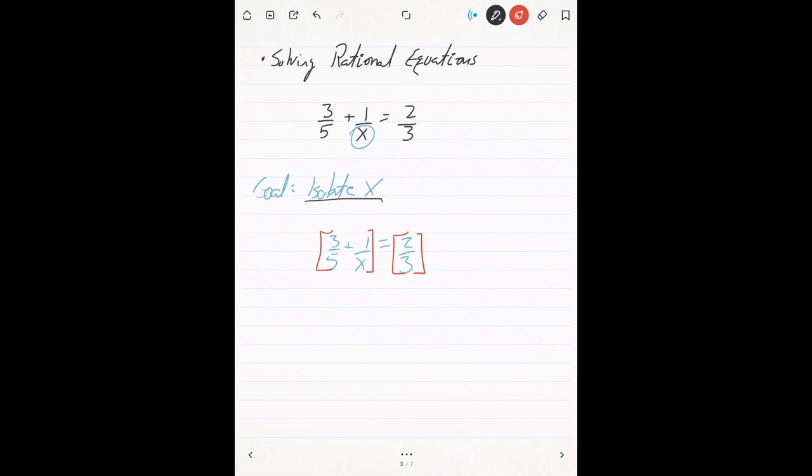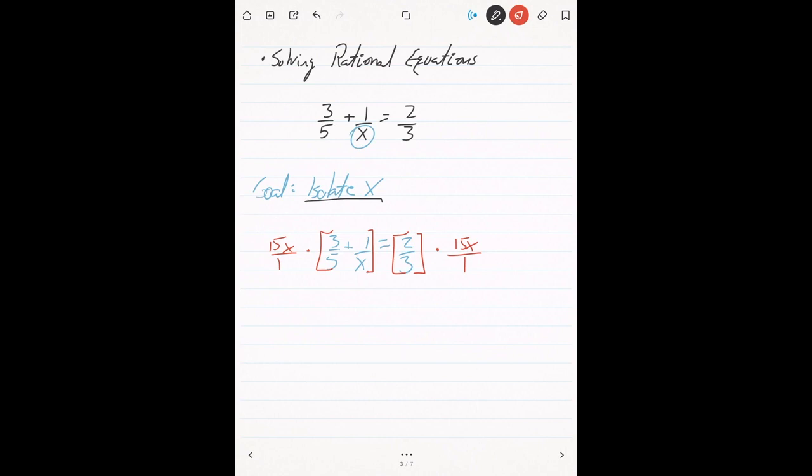So, the idea with clearing fractions is I can multiply both sides of the equation by some value to get rid of all of the denominators. And we said before, choose the value that's the common denominator for everything. Notice my denominators are a 5, an x, and a 3. So what's a common denominator between 5, x, and 3? Well, that would just be 15x. So I'm going to multiply both sides by 15x, the common denominator.